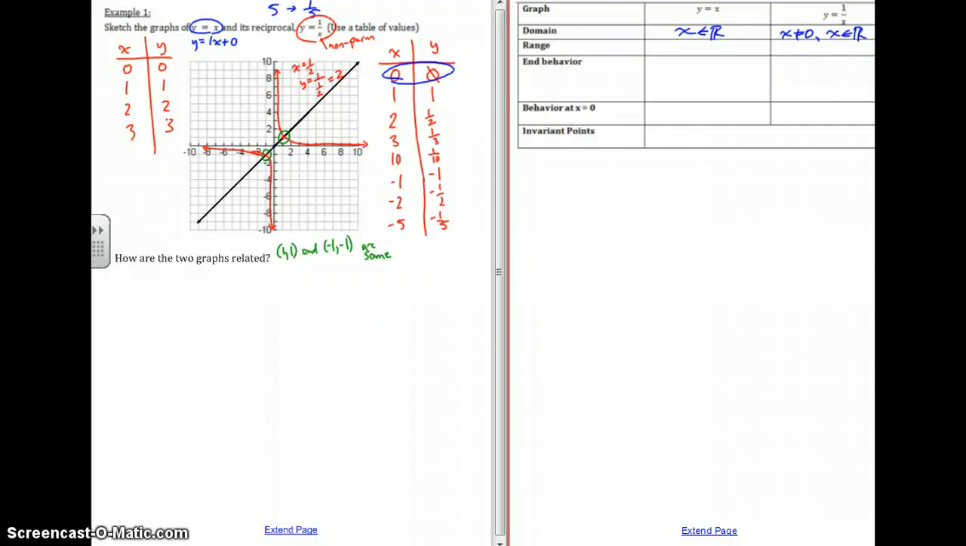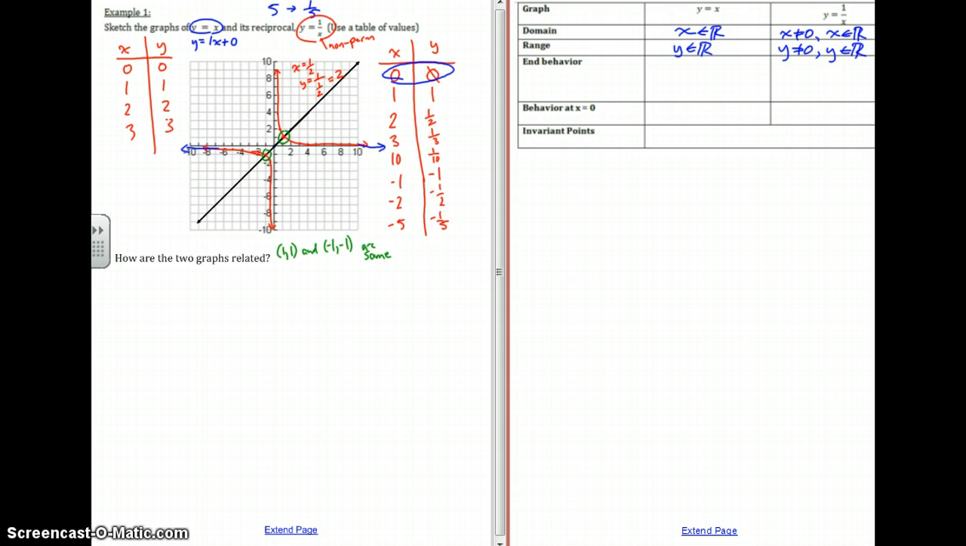Okay, what about the range? Well, again, the range for the first one is everything. Range for the second one, well, if we think about this line here as it keeps going, is it ever going to touch 0? Well, no, even if it's 1 million, it's going to be 1 divided by 1 million, so it's never going to touch 0. So the range for that one should be y cannot equal 0. Y is an element of the reals.